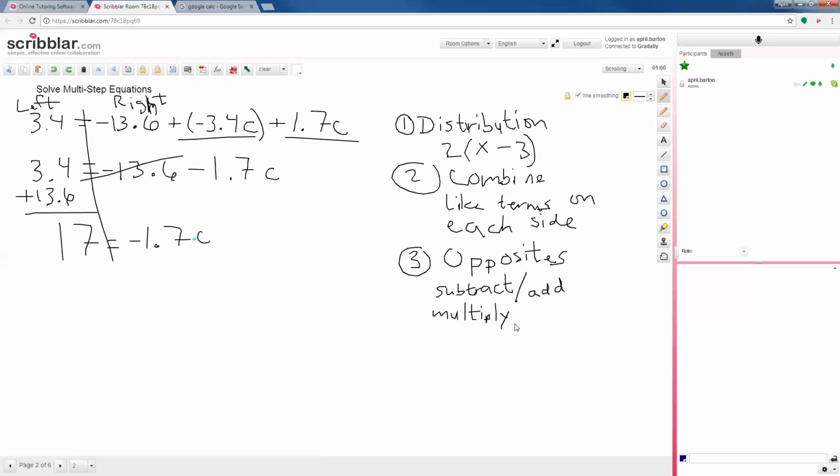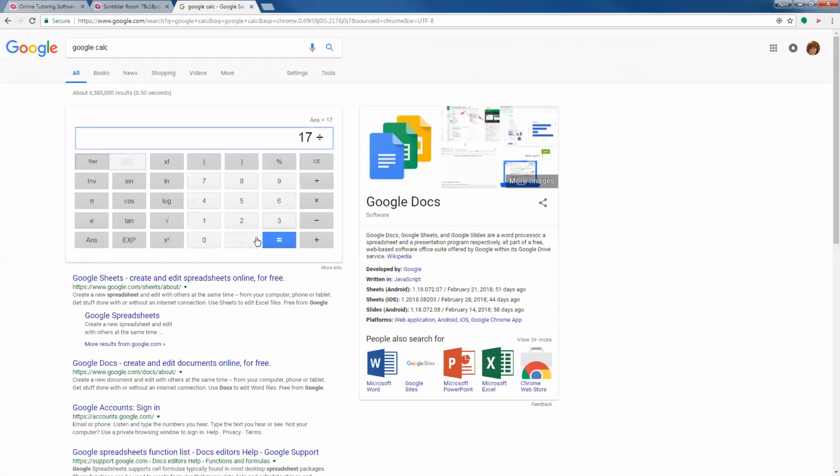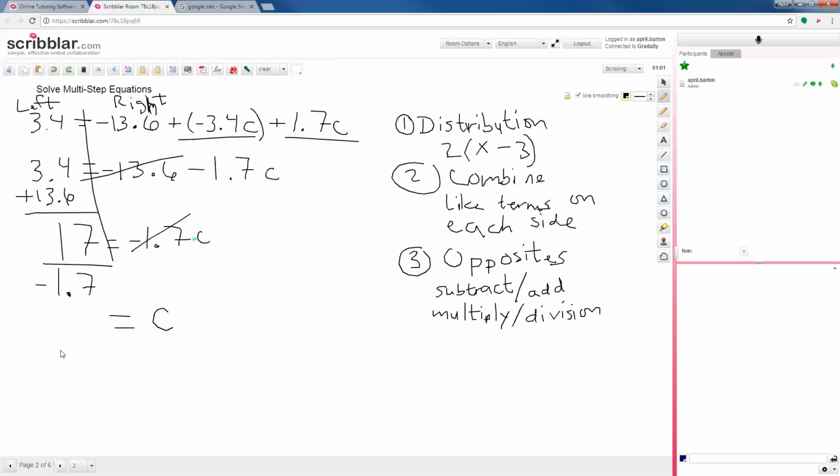Division. Good. So that's something to always remember. Number touching the letter, we divide. And since we're only doing the opposite of division, we don't change the negative sign, because we're not doing the opposite of the minus sign, we're doing the opposite of the multiply. So we keep it dividing by negative 1.7. And 17 divided by negative 1.7 is negative 10.